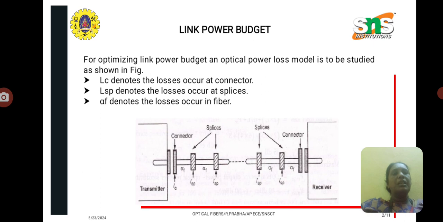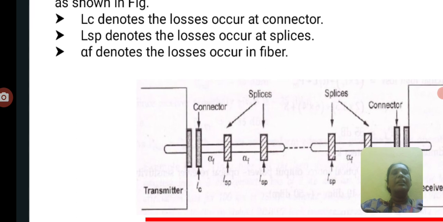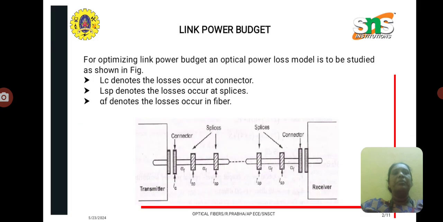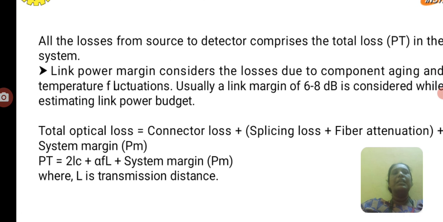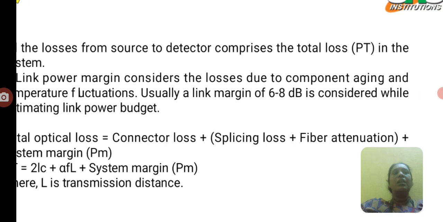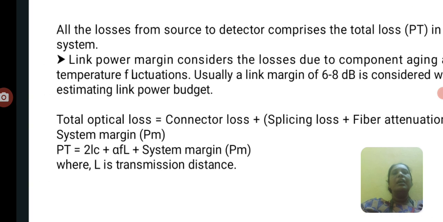For optimizing link power budget, an optical power loss model is to be studied, and the model is given in the diagram. In the diagram there is a transmitter, connector, and splices. Here LC denotes the losses at the connector, LSP denotes losses at splices, and alpha F denotes the losses that occur in the fiber. All the losses calculated from the source to the detector comprise the total loss, denoted as PT, in the system.